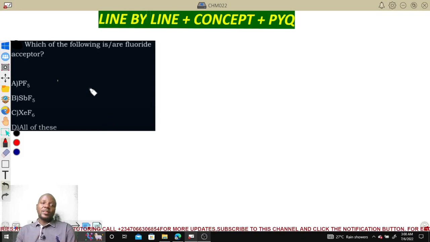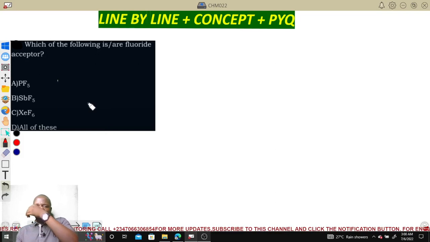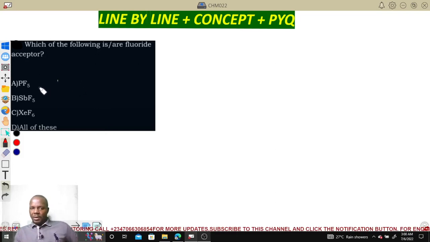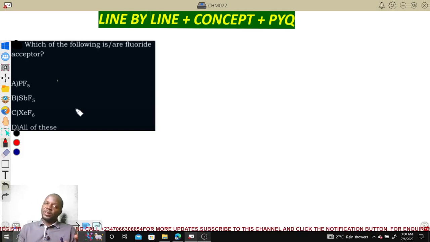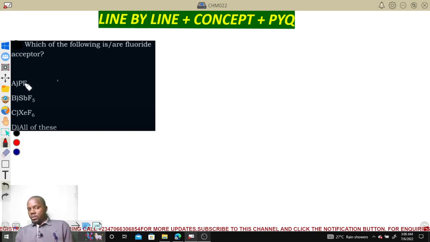Thank you very much. Now, the next one says, which of the following is or are fluoride acceptor? When we say fluoride acceptor, please be careful about this. When the fluoride of xenon combines with all these fluorides, they donate their fluoride. They give F minus to these ones, either phosphorus pentafluoride or antimony pentafluoride. This is what I'm saying.